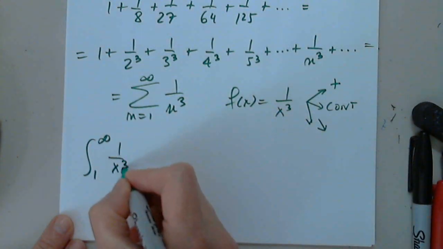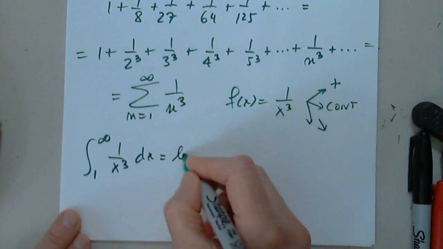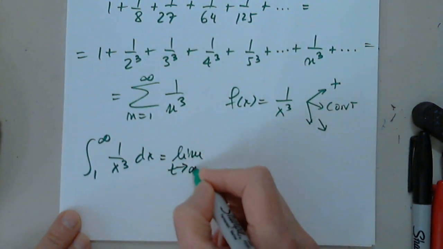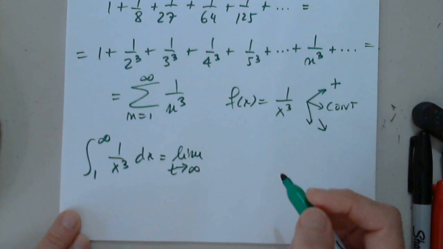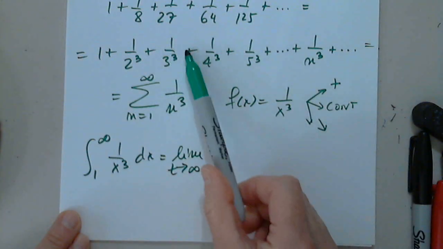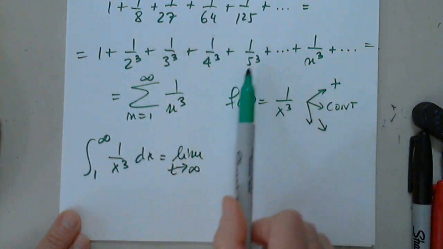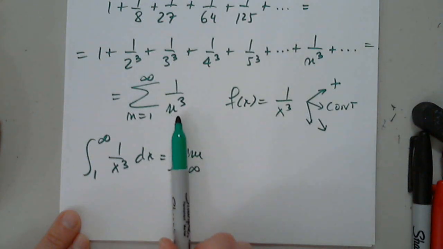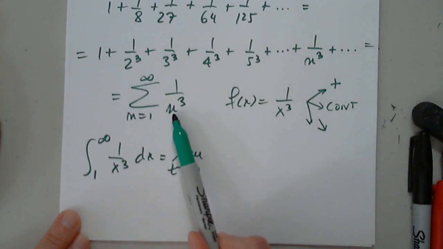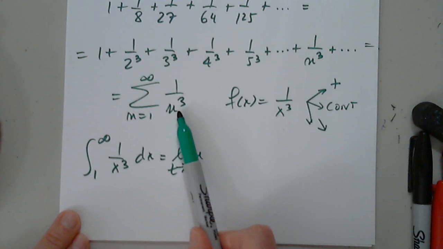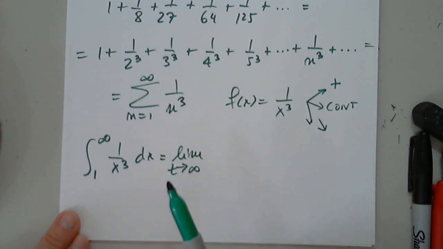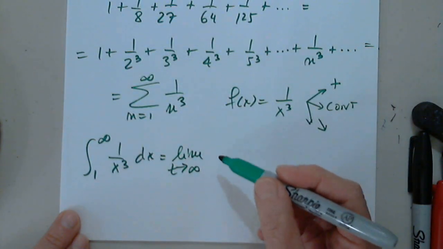So 1 over x to the third dx. So we have the limit as t approaches infinity. If you remember, we discussed this in the previous section, this particular series. That's why I chose it now. We already know it's convergent, but now we have a test to show that.